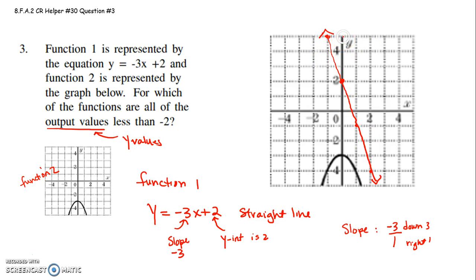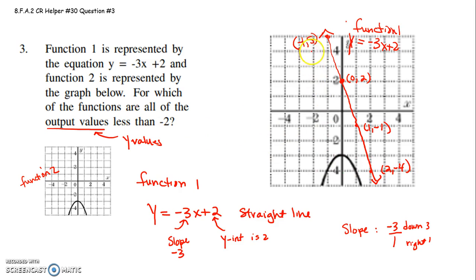That's the line y equals negative 3x plus 2. That's function 1. Let's just go ahead and look at some points on function 1. This point right here is negative 1, 5. This point right here is 0, 2. I'm just picking out some nice points. This point right here is 1, negative 1. And this point right here is 2, negative 4.